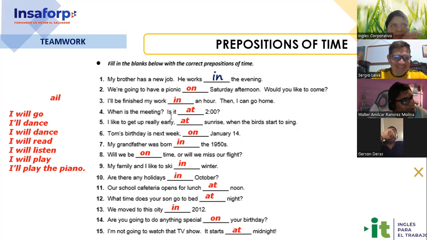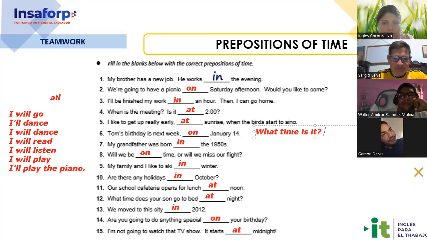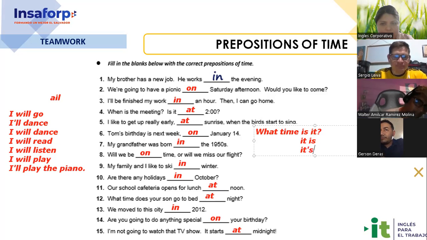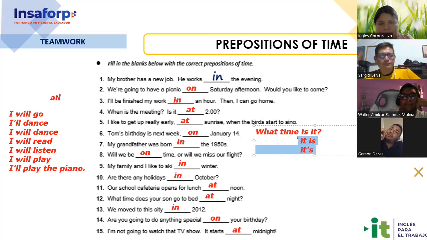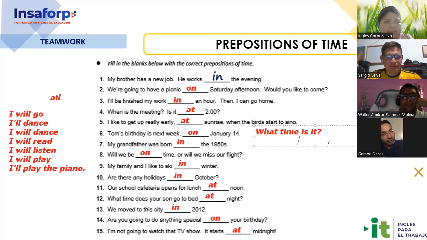So, what time is it? Is it? It's, right? Pero creo que era aquí. Aquí creo que lo estábamos haciendo así. It's. Ajá. Recuerden que acá, como es una pregunta, el verbo to be pasa antes del pronombre. What time is it? Entonces acá no podemos utilizar esta forma, como si fuera afirmativo. What time it's. Right? What time is it? What time is it?